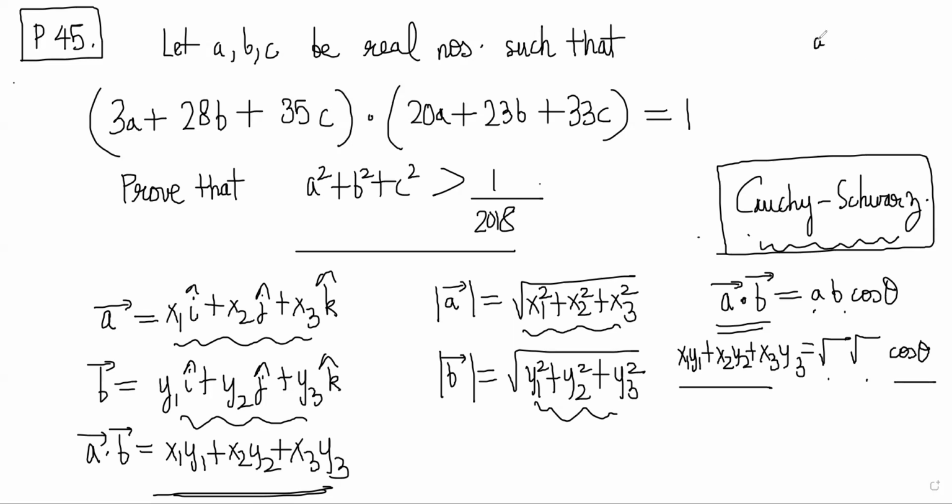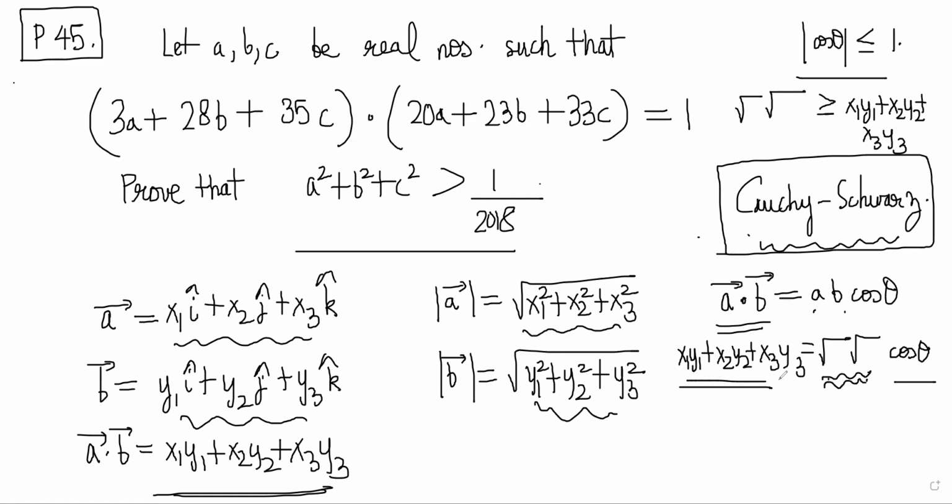And we know that the mod of cos theta is always less than or equal to 1, right? So what we can say is that the product of the square roots should be greater than or equal to x1 y1 plus x2 y2 plus x3 y3. The product of these two must be bigger than this, no? Then only when you multiply with cos theta does it become equal, right?